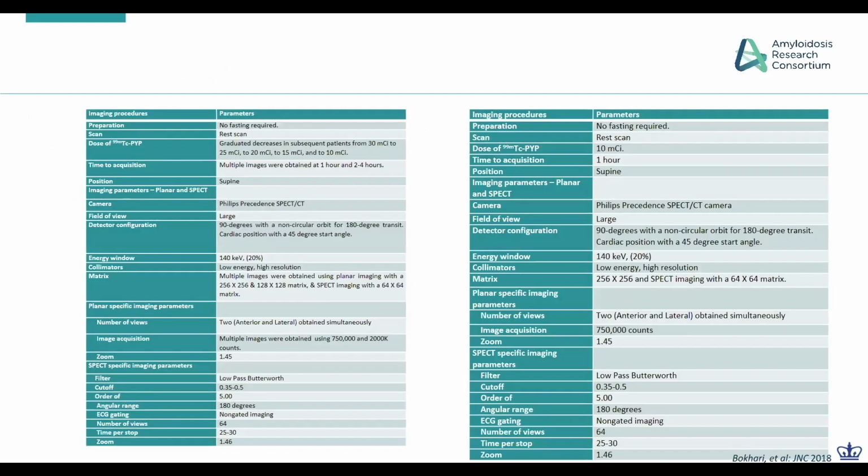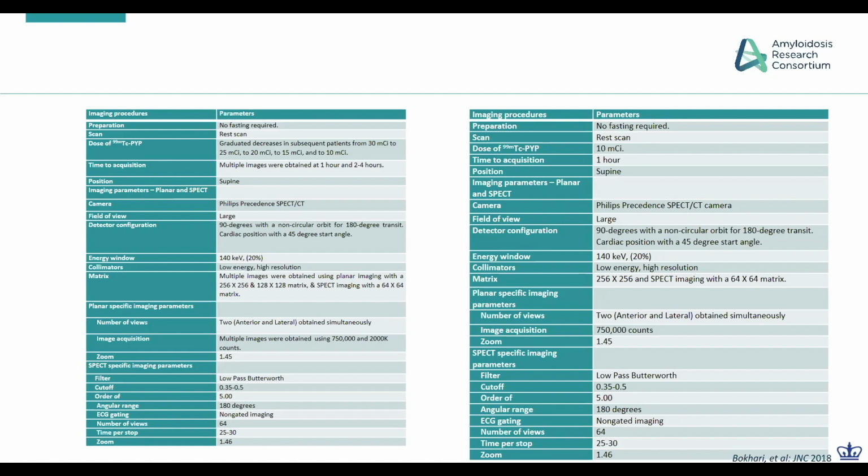This is a little busy slide, but on the left side is the protocol which we started with. We started with 30 millicurie, then gradually decreased it to 25, 20, 15, and then 10 millicurie. And then we started imaging at different times from 4 hours to 1 hour, and compared all these images to look at the quality and the counts.